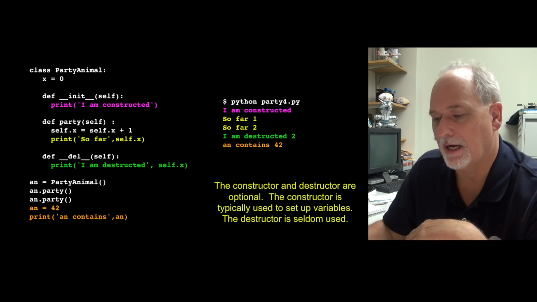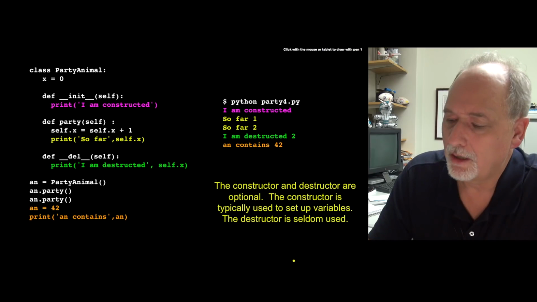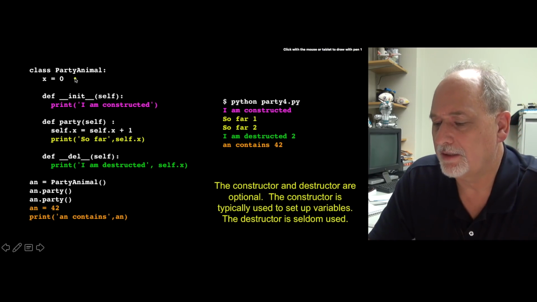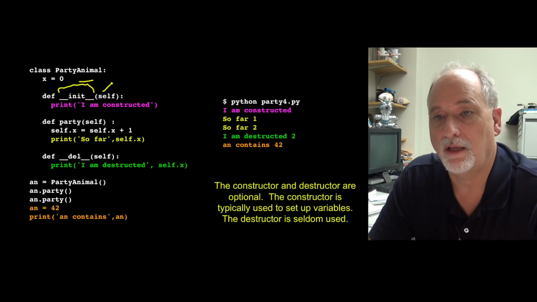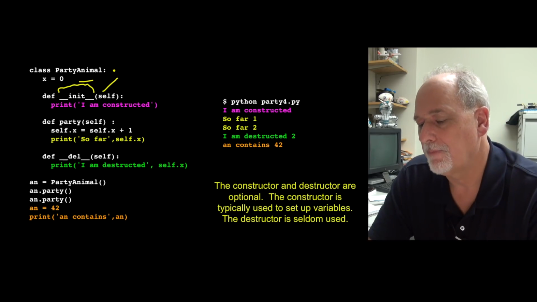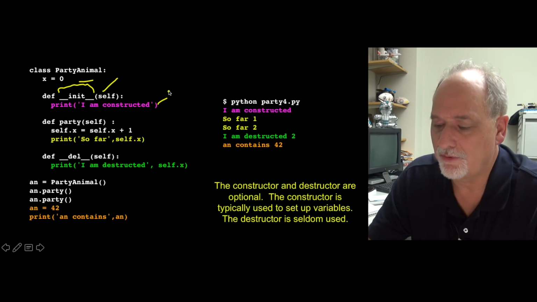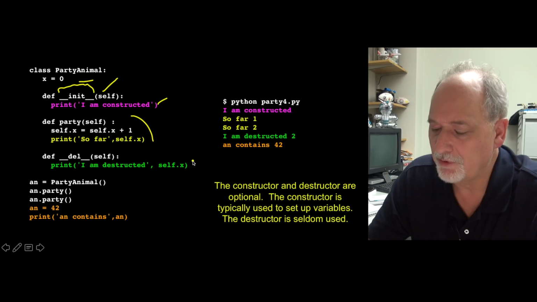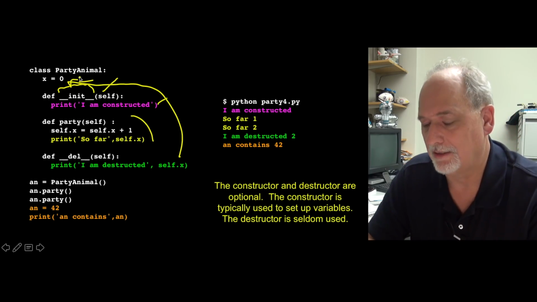So here's a bit of code that we've got. It's our party animal, and a lot of it is the same as what we've been doing so far. So we have this variable x, and the constructor has a special name, underscore underscore init underscore underscore. Again, we pass in the instance of the object, self. And in this one, all we're going to do is print out that you're constructed. And here's this code that we've had before. And now we have underscore underscore del, and then we pass in self. And we'll just print out that we're being destructed and what the current value of x is for that particular instance.